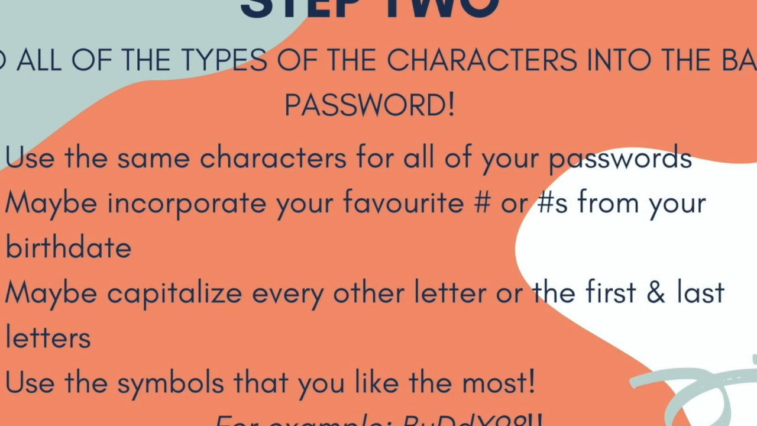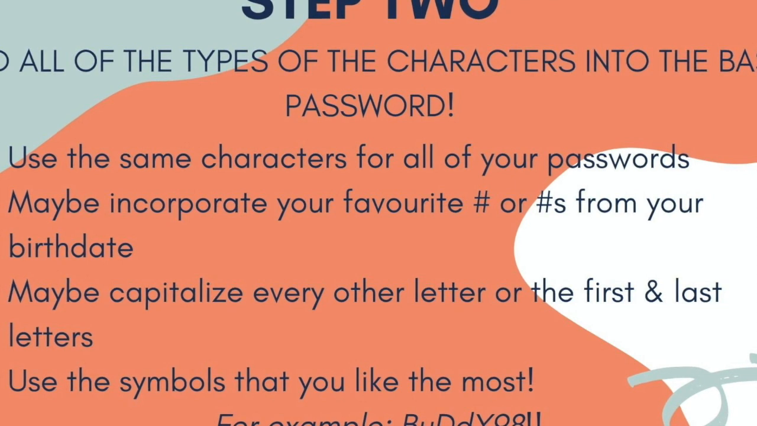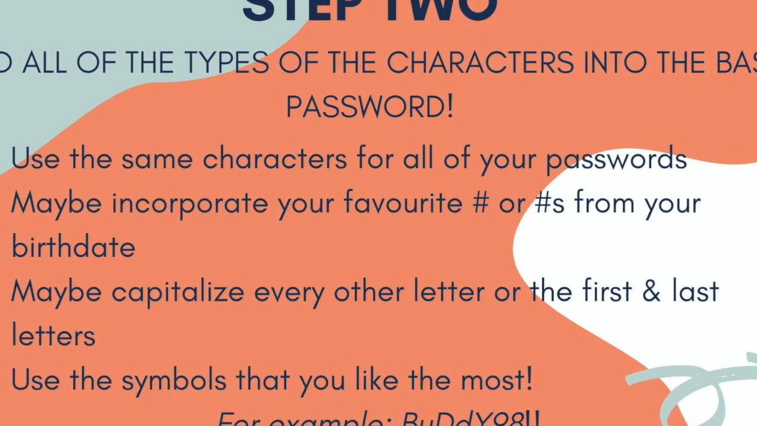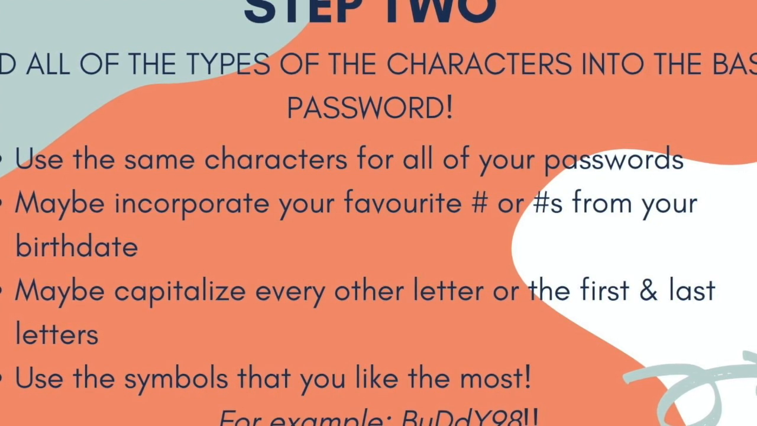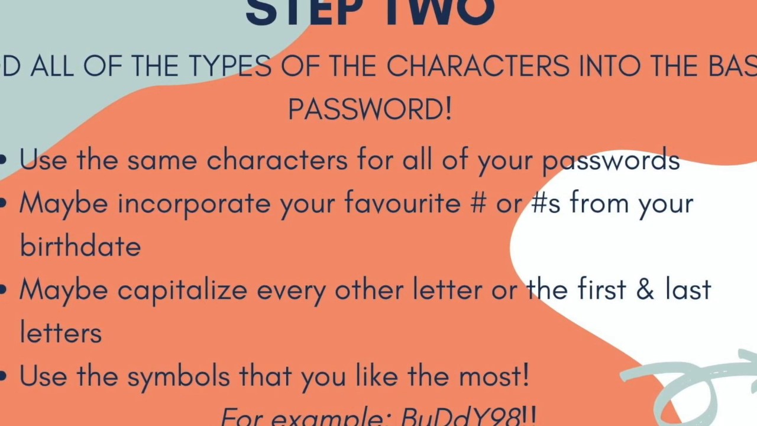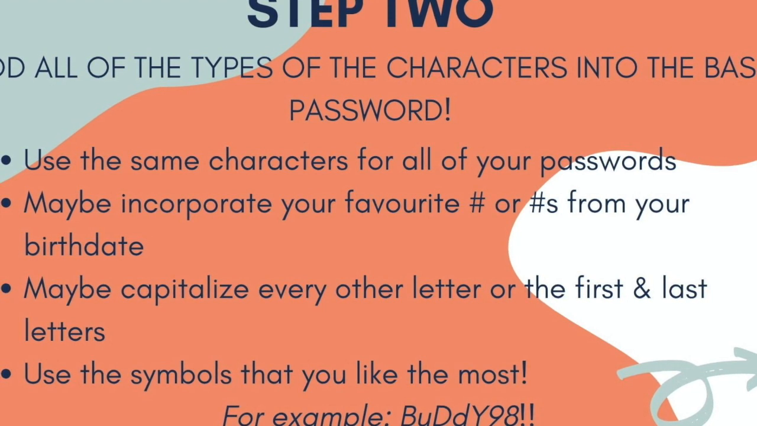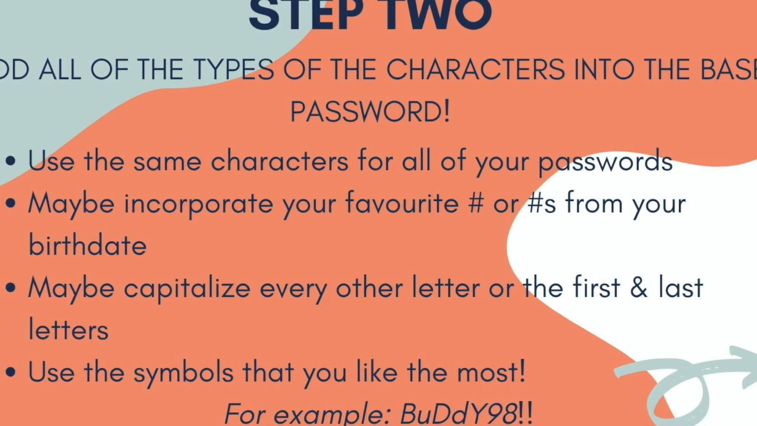Okay, so step 2 is to add all of the types of characters into the base password. The characters, remember, are uppercase letters, lowercase letters, numbers, and symbols. To make the passwords easier to remember, it is smart to use the same characters for all of your passwords. So that may be the same numbers, maybe an exclamation mark you use as your symbol for each password, etc. This can also now be the time where you maybe incorporate your favorite number or numbers from your birth date. Like I mentioned earlier, maybe it would be the number of the month that you were born in.